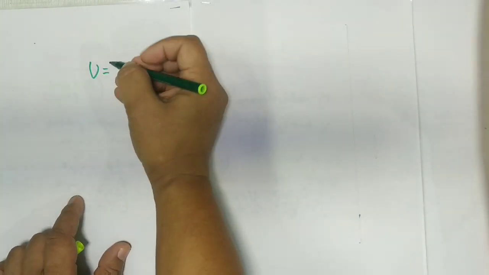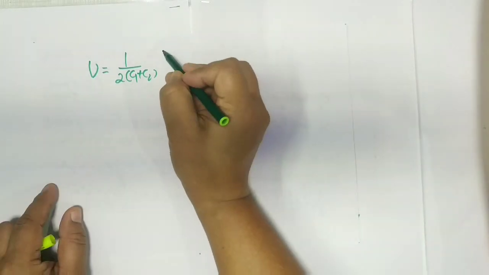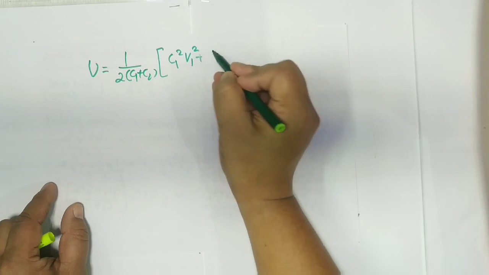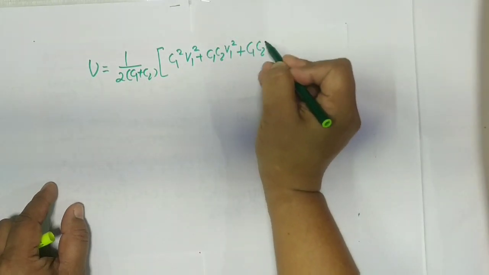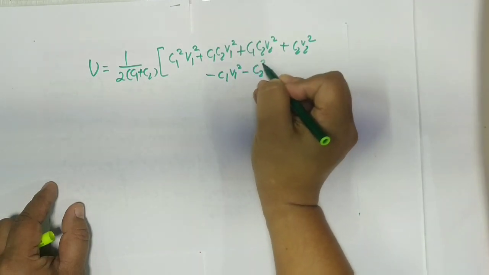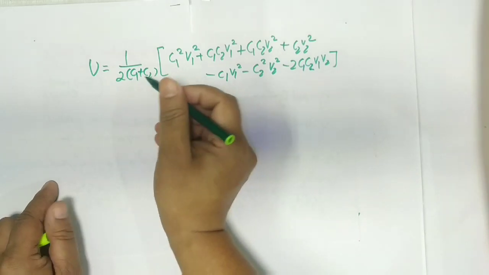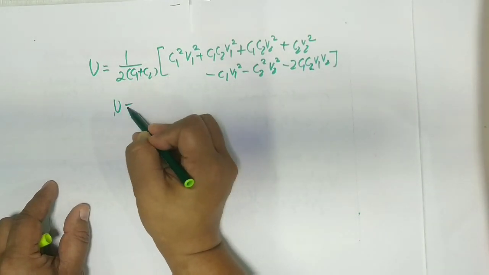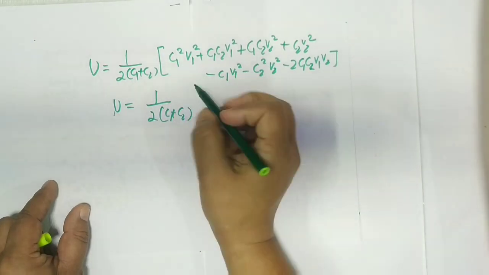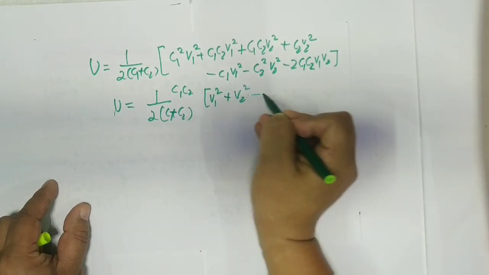If I take the part, how I am getting half, you know that 2 (C1 plus C2) is common in this, then by taking 1 by 2 (C1 plus C2) common, we'll calculate it. It comes like C1 square V1 square plus C1 C2 V1 square plus C1 C2 V2 square plus C2 square V2 square minus C1 square V1 square minus C2 square V2 square minus 2 C1 C2 V1 V2. So it is an elaborated form, and after that this will be 1 upon 2 (C1 plus C2), and from this C1 C2 can be common, and in bracket it will be V1 square, very simple, plus V2 square minus 2 V1 V2.